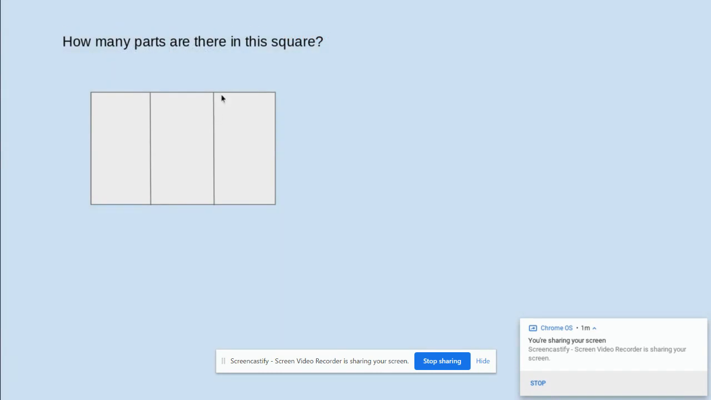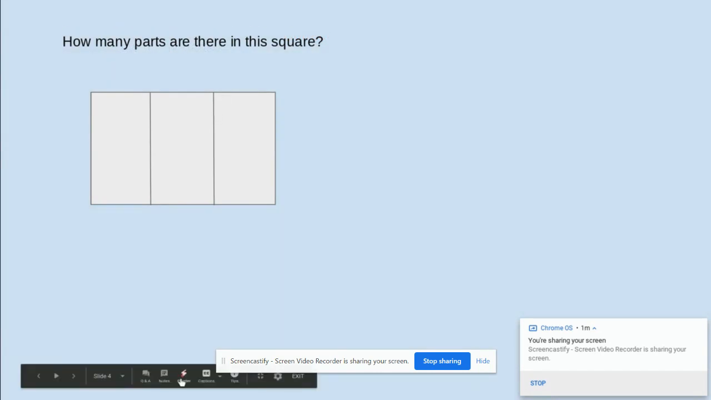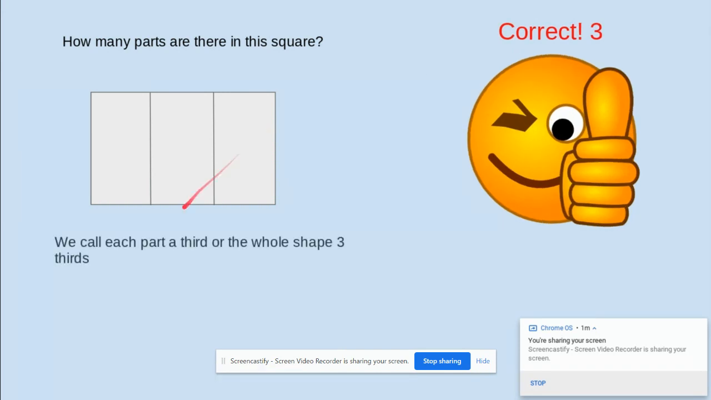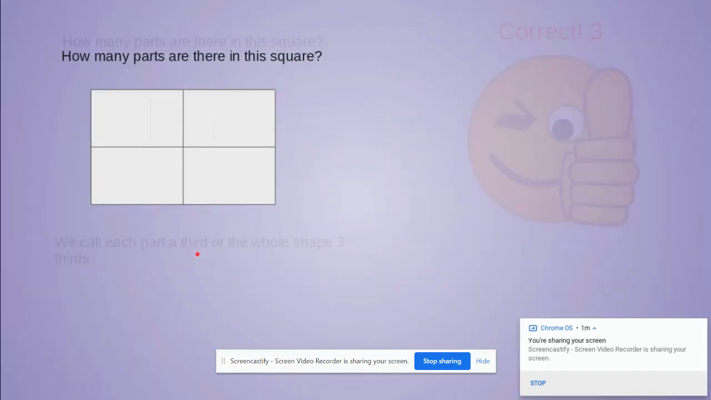How many parts are there in this square? Okay, we know that when we look at the square, there are 3 different parts. We call each part a third, or the whole shape is 3/3. 1, 2, 3, 3 parts. Each part is a third.